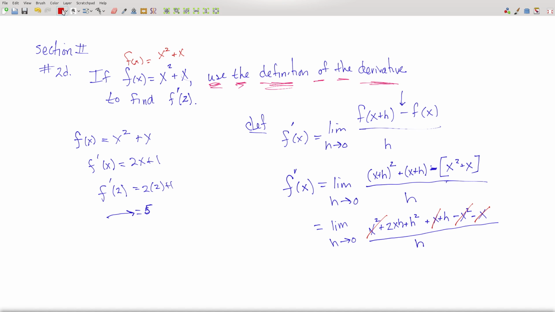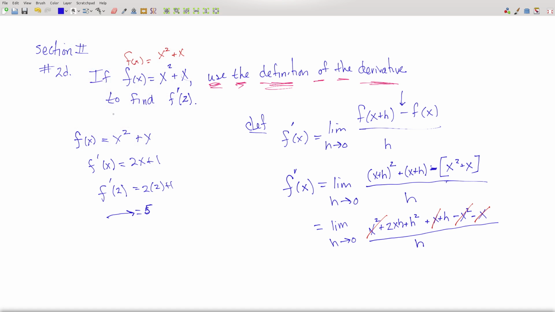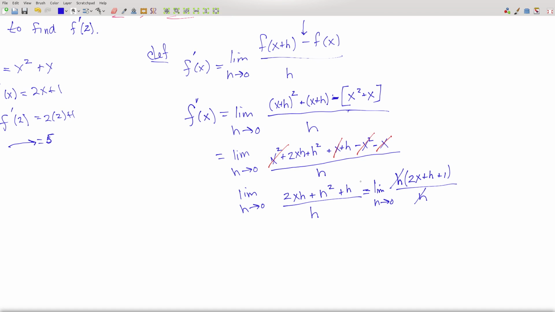That leaves us with the limit as h goes to 0 of 2xh plus h squared plus h, all of this over h. But look what we can do on top. In the numerator, every term has an h in it, so we can factor out an h. So it's h times the quantity 2x plus h plus 1. All of this is over h. Now we can cancel out those h's, and let's see what we're left with. So this is the limit as h goes to 0 of 2x plus h plus 1.